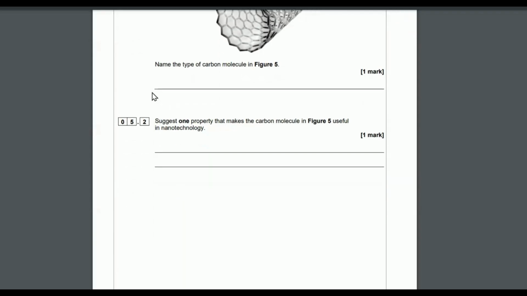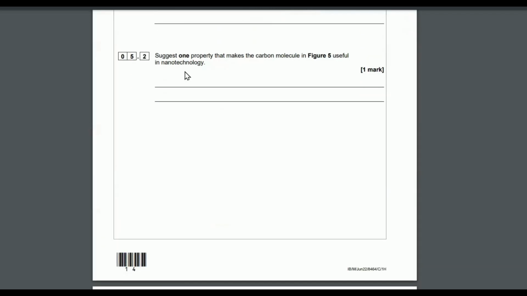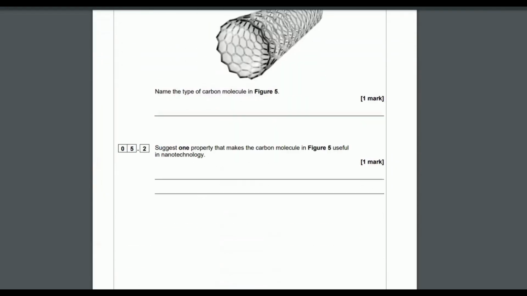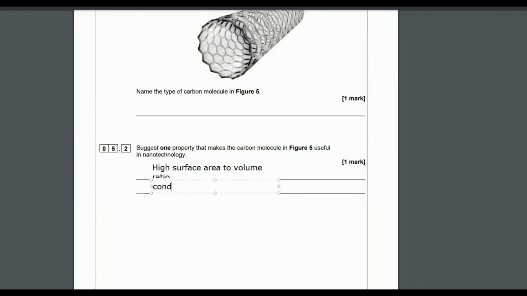Now, let's zing down. Suggest one property that makes the carbon molecule useful in nanotechnology. So, it has a very large surface area, and all nanotubes and nanotechnology generally revolves around the fact that they have a very high surface area. Now, you could say high surface area to volume ratio if you want to be really funky. Conducts heat well, so it's a good heat conductor. Conducts electricity, so they can be used in nanotubes, can be used in circuits.